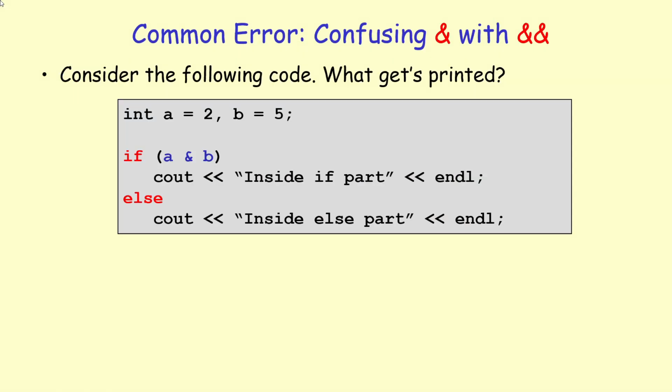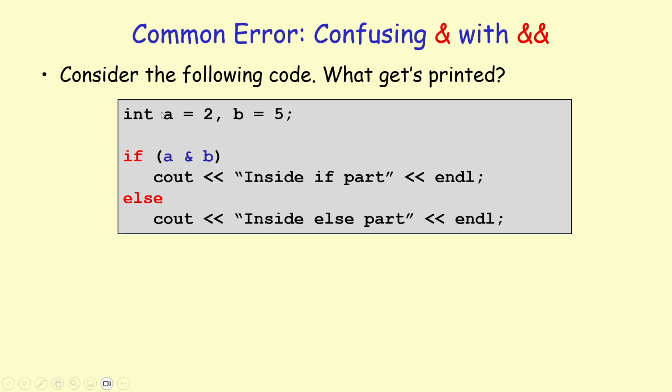Let's look at a common error that you might encounter as a programmer. Consider the following code. What do you think will get printed on the screen? So we've got integer A is equal to 2, integer B is equal to 5, and apparently the programmer is trying to say if A and B, then we are inside the if part, else we are inside the else part. So by just looking at the program at face value, you would think that the program is trying to say A logical and B.